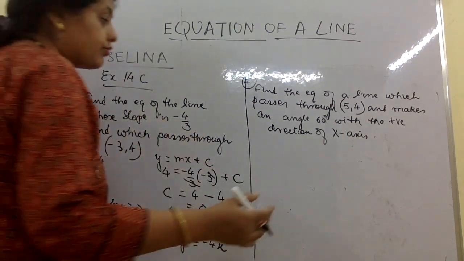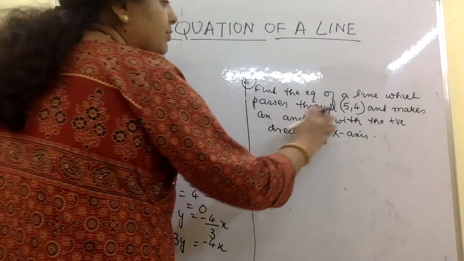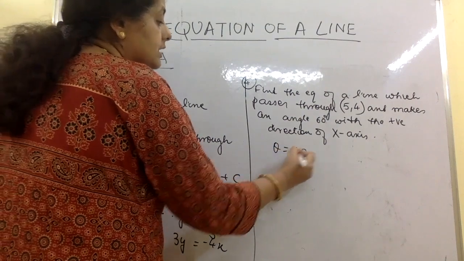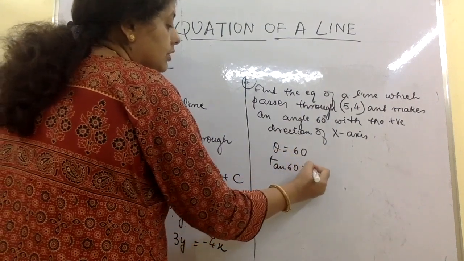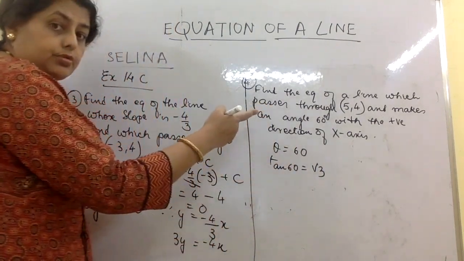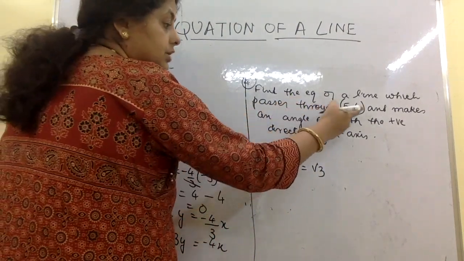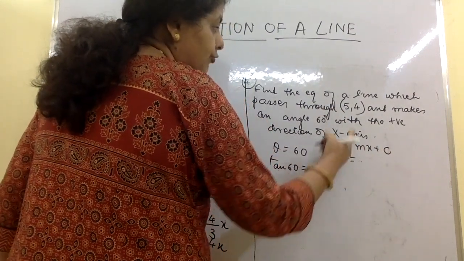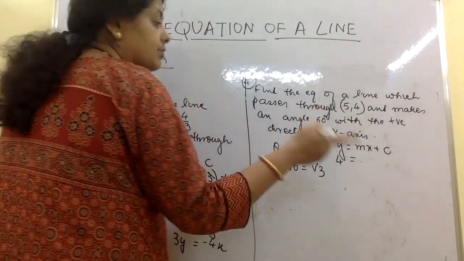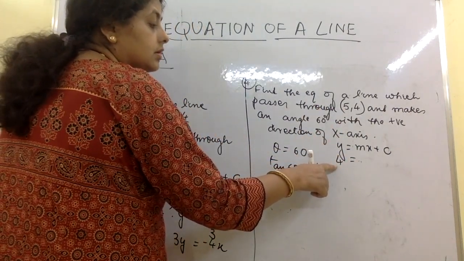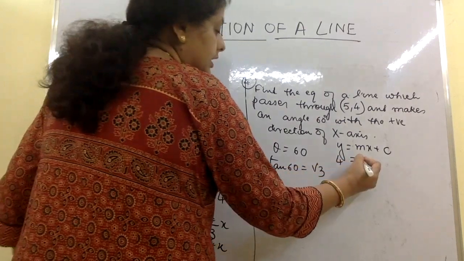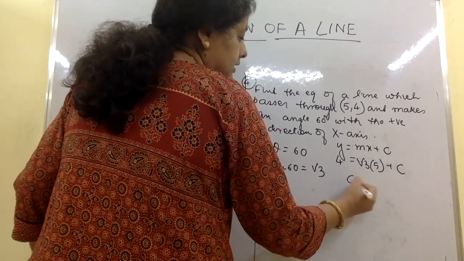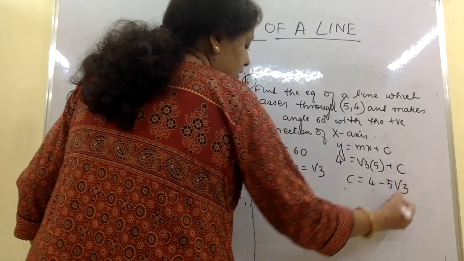Now let's come to the fourth question. Find the equation of a line which passes through this point and makes an angle of 60 degrees. So theta is equal to 60, tan 60 is equal to root 3, and the line passes through (5, 4). So y is equal to mx plus c. Because this point is on the line, it will satisfy the equation: 4 for y, m is root 3, 5 for x, plus c. c is equal to 4 minus 5 root 3.